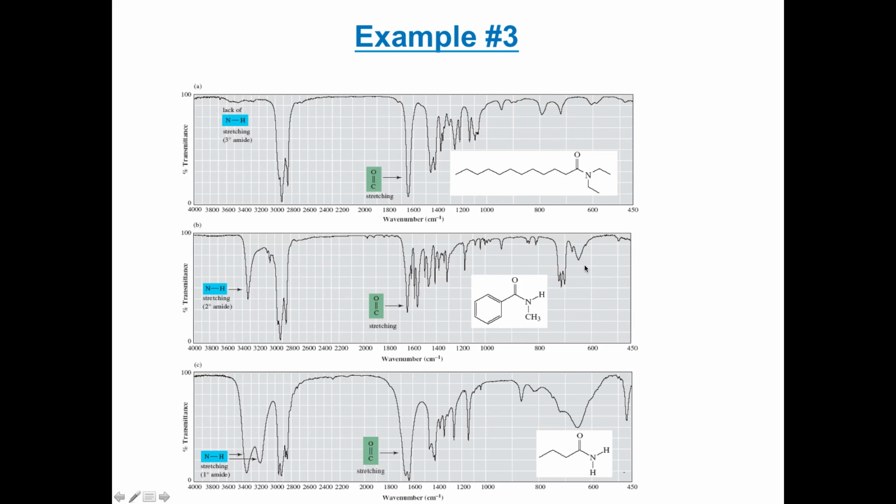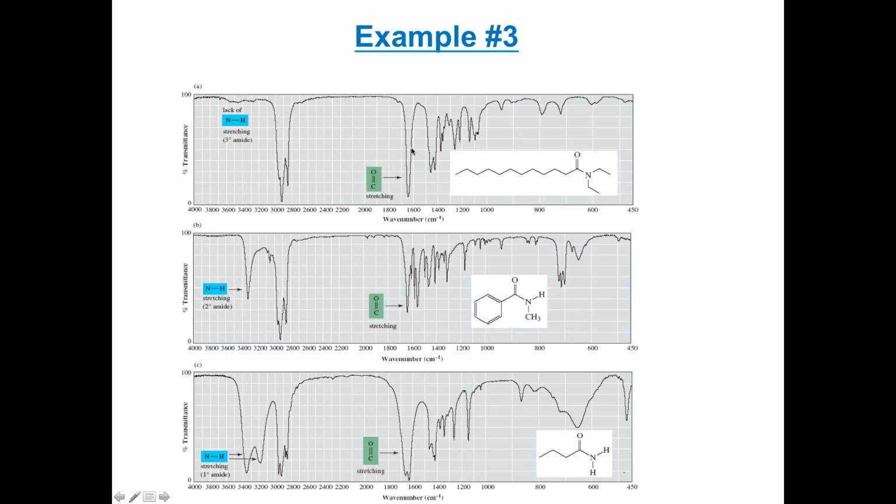Finally, a bit more of a subtle example. Now we've got three amides. These three amides have differences, but this one is a tertiary amide. This one's a secondary amide. It's got one hydrogen on the nitrogen. This is a primary amide. It's got two hydrogens on the nitrogen.